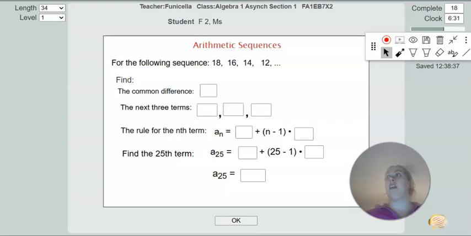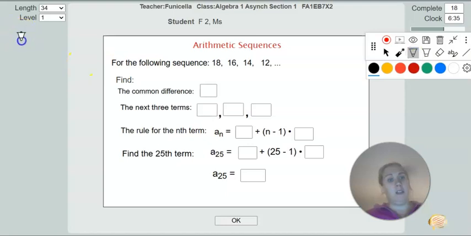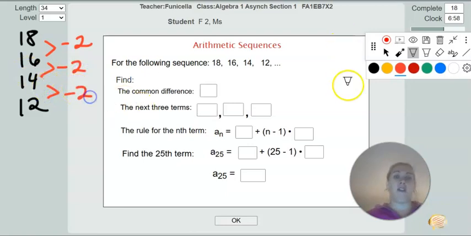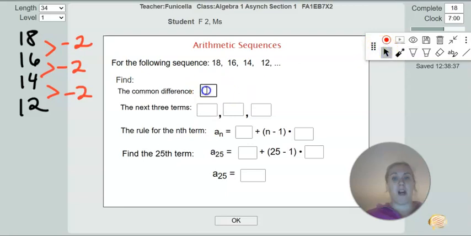Our next slide here, we see positive 18, and then 16, and then 14, and then 12. So we think about what's happening. They're getting smaller, so it's going to be a minus. And how much of that is minus? Well, 18 minus 2 gets us 16. 16 minus 2 is 14. 14 minus 2 is 12. So our common difference is a negative 2.